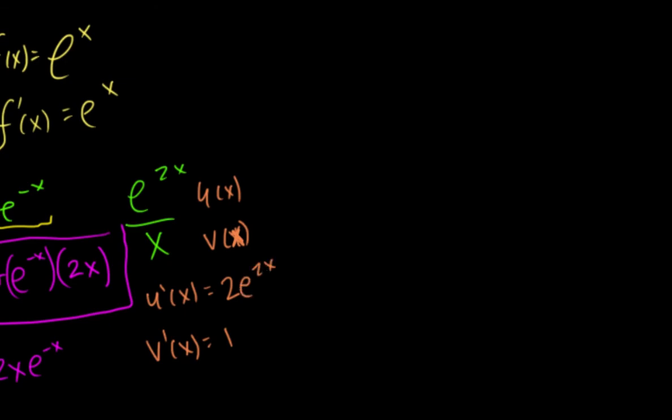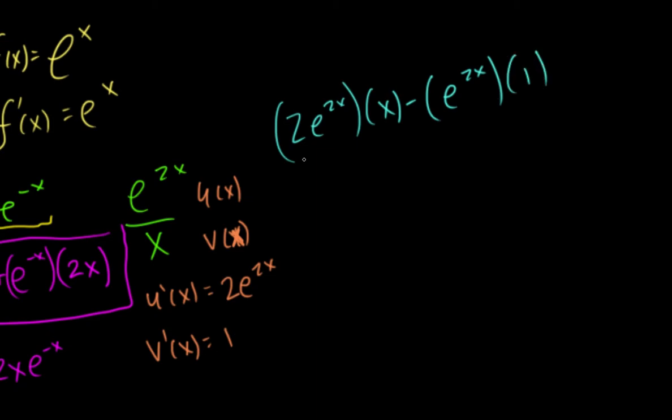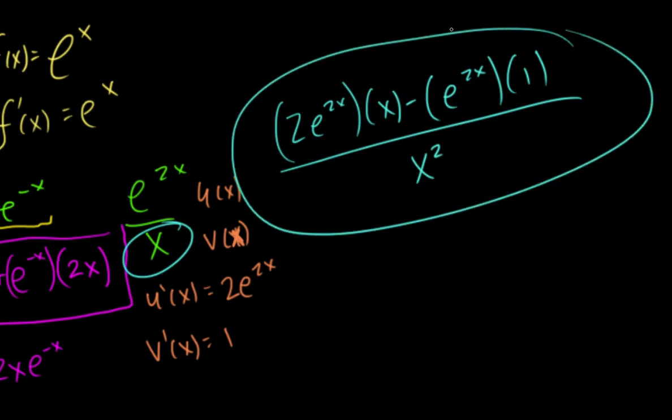And so our quotient rule, we do 2e to the 2x. We times that by v, which is x. Then we subtract, we times it by u, e to the 2x, and then we times it by v prime, which is 1. And divide that by this squared. So that's our quotient rule. And so moving on to the next one.